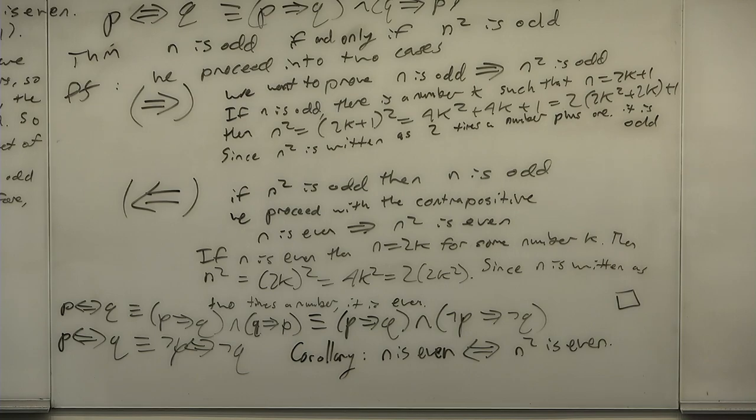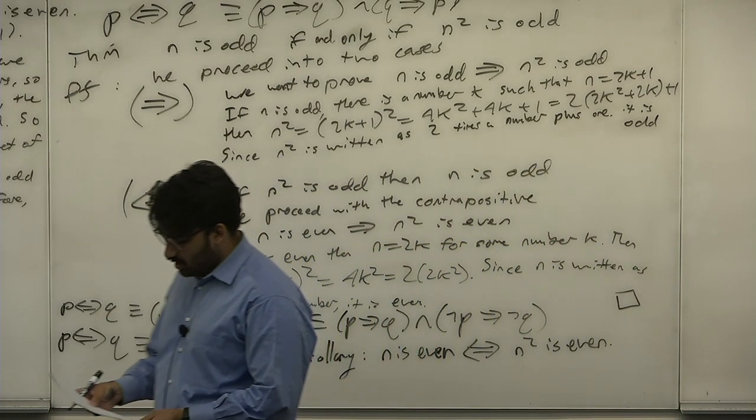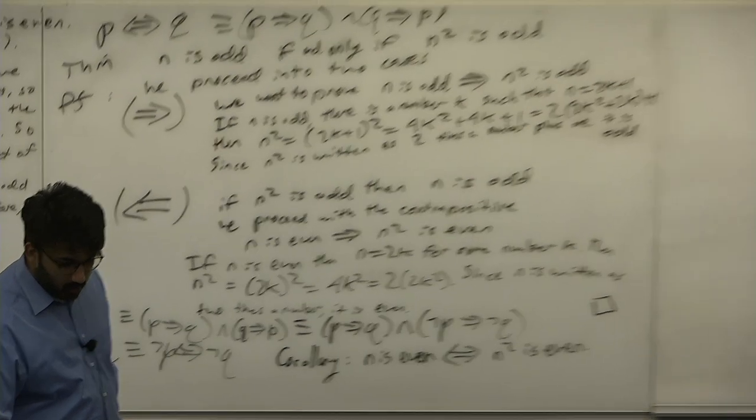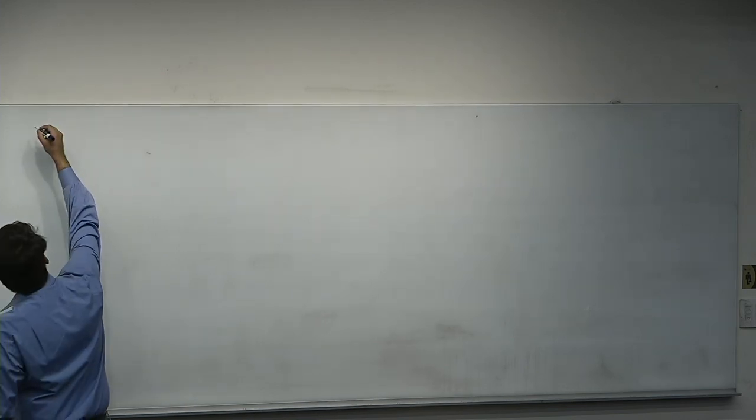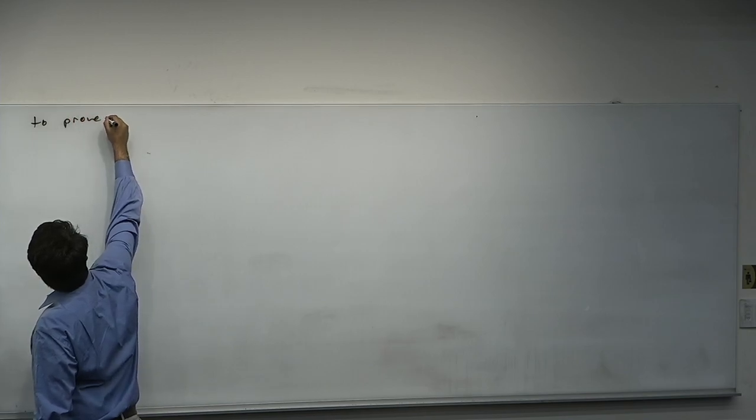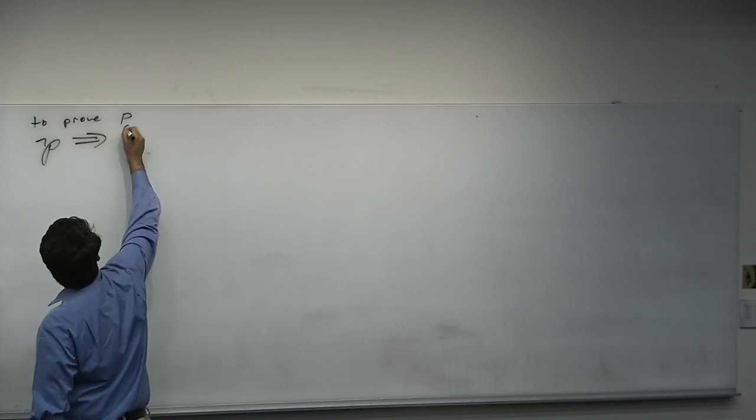So that's proof by cases. Let's go on to proof by contradiction, probably one of my favorite proof techniques of all time. It's kind of an absurd one. To prove P, what you do is you prove that the negation of P must imply an absurdity.